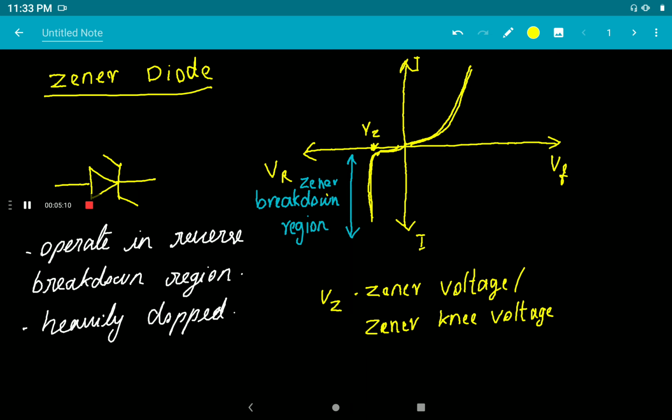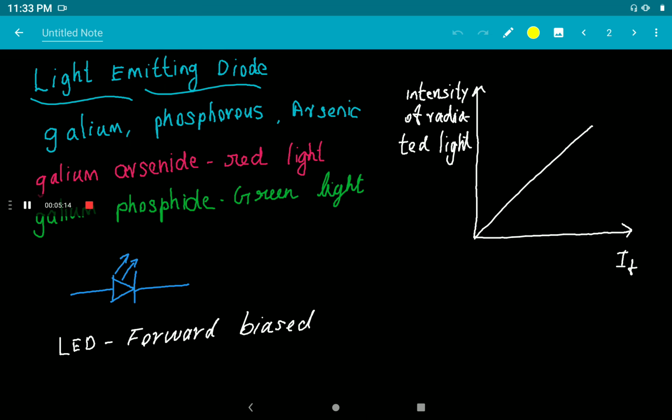And the next one is light emitting diode. Okay, so a light emitting diode gives visible light when forward biased. So here the LED is in the forward biased condition.